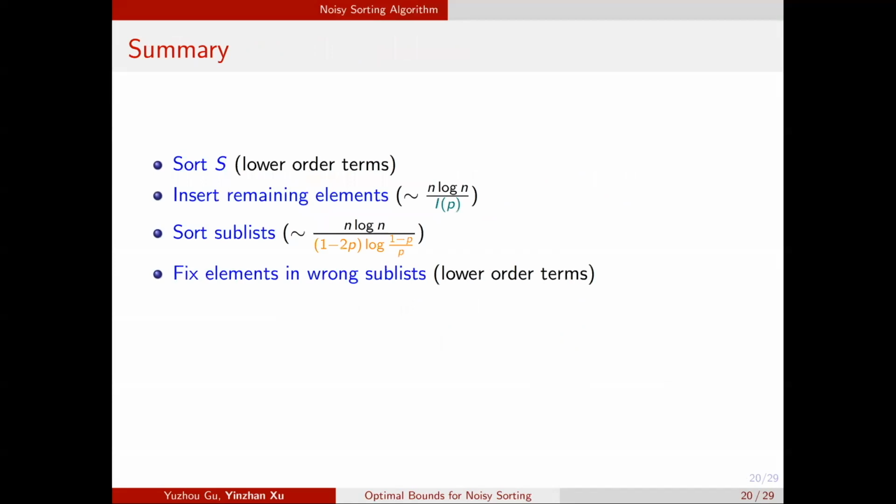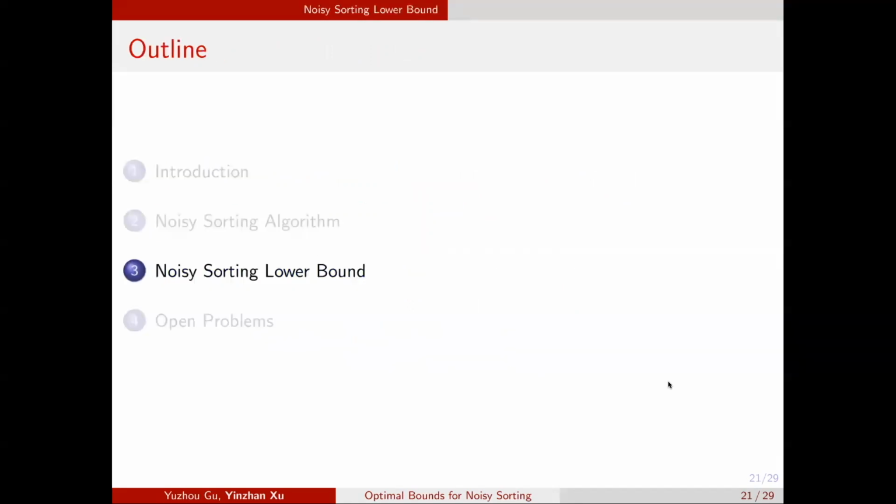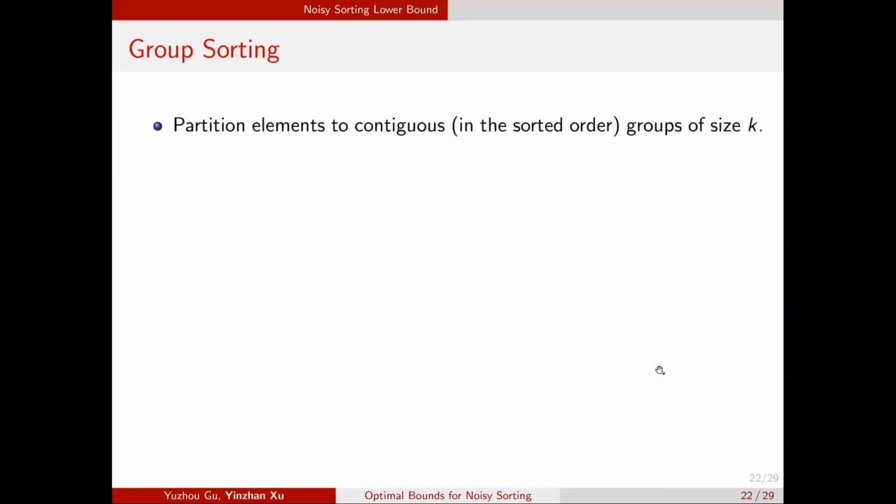Okay. And here's the summary of all the steps of our algorithm. And at the end, we get the desired upper bound of our algorithm. Next, I will talk about the intuition of our noisy sorting lower bound.